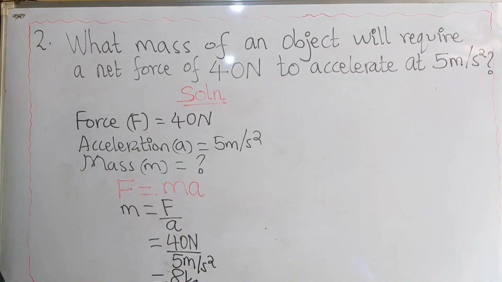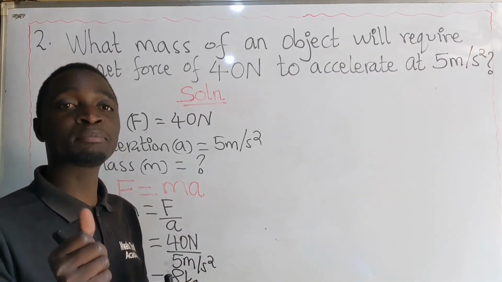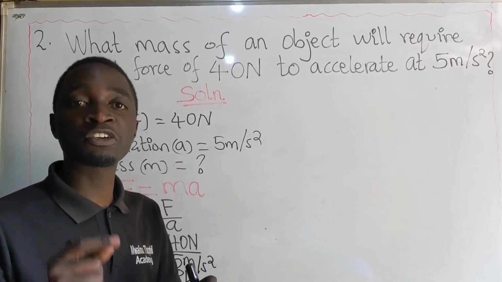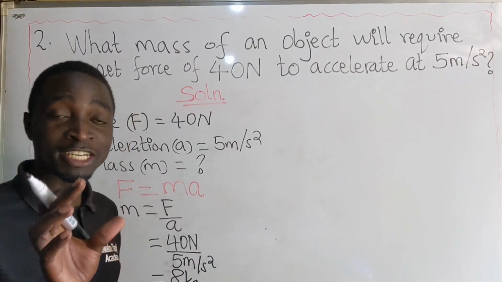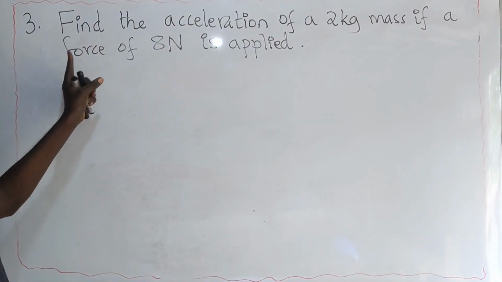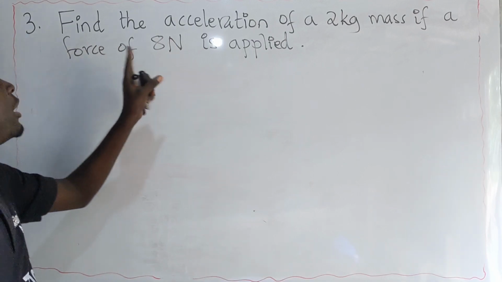This is the answer. Before I go solving a third example, remember that I have said I have come today with 5 different concepts on various calculations involving Newton's second law of motion. So don't get tired, you are going to see a third concept. A third example states: find the acceleration of a 2 kilogram mass if a force of 8 Newton is applied.